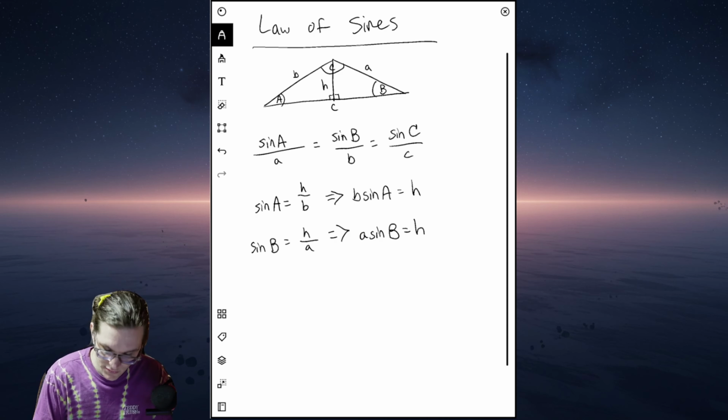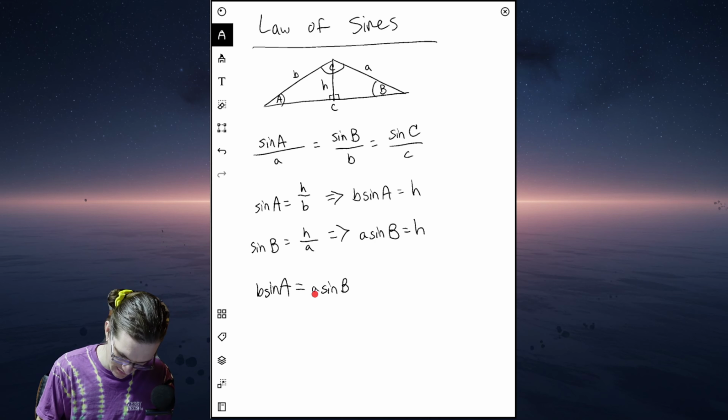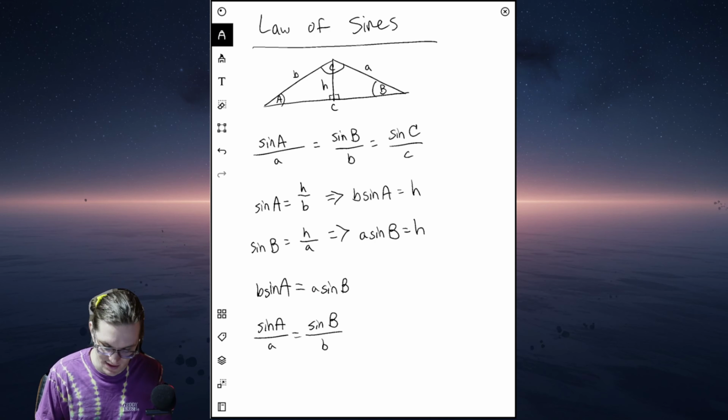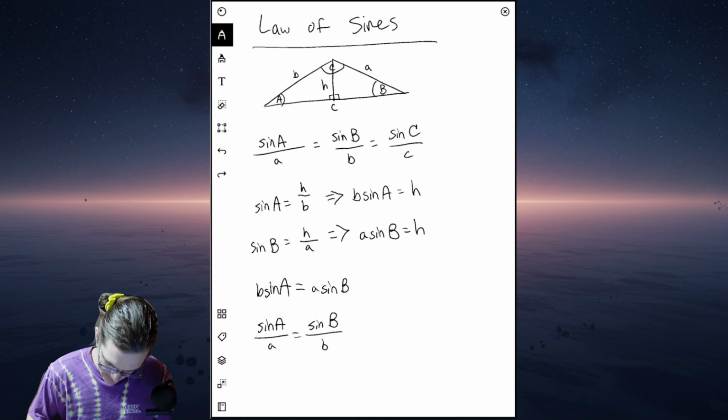And so these are both equal to h, which tells me that b sine of A actually equals a sine of B, right? And then put the a over there, put the b over there, and that's how you get that portion. But then we're wondering, well, where's the c? It is done like this.